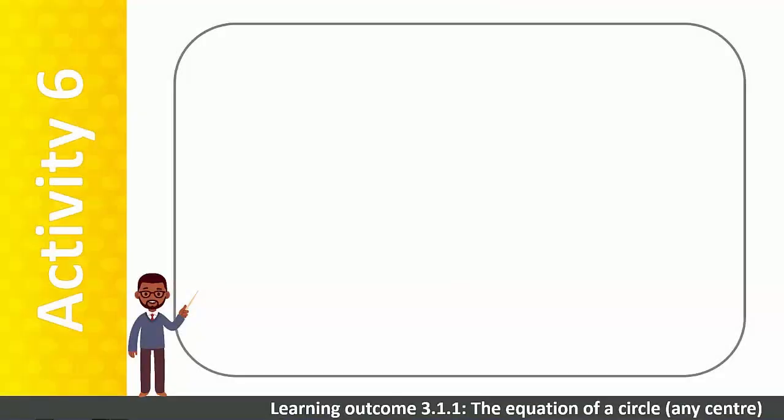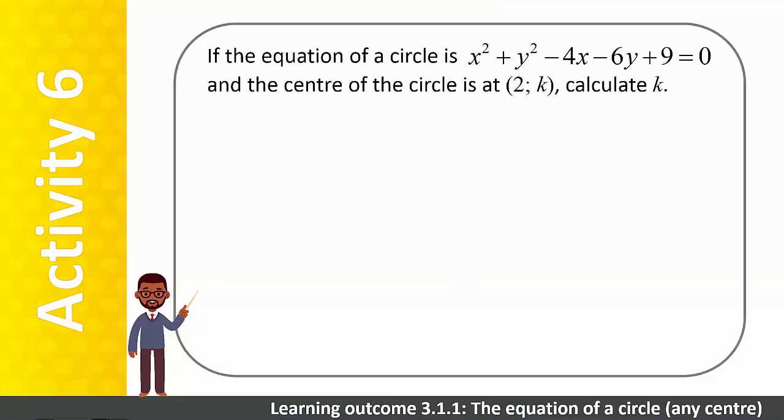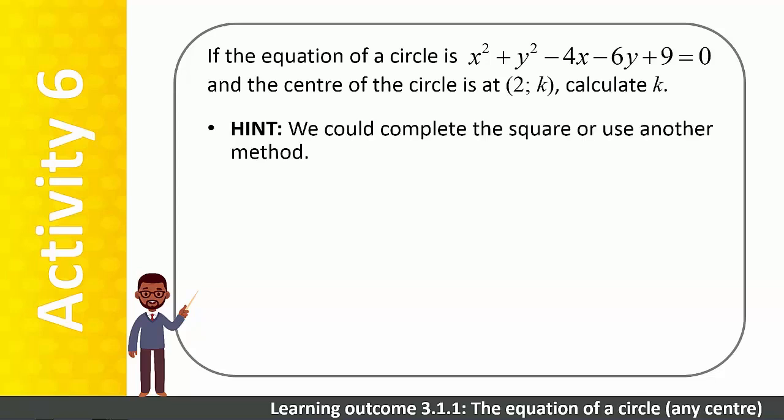Now let's try another example in pairs or on your own. If the equation of a circle is x squared plus y squared minus 4x minus 6y plus 9 is equal to 0, and the center of the circle is at (2, k), calculate k.